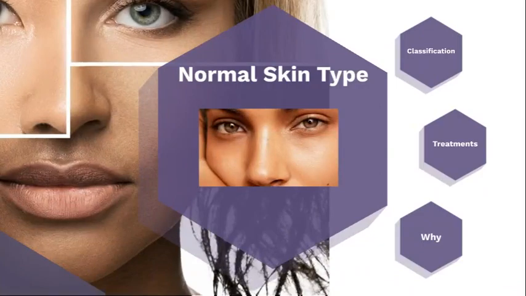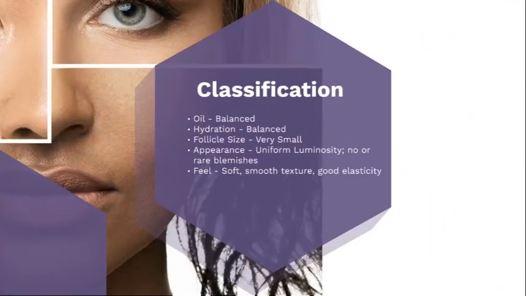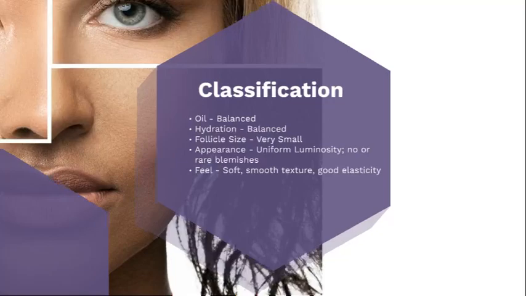Your normal skin type is going to be classified with a balance of oil. It's going to be a balanced hydration. The follicle size is going to be small. The appearance is going to be uniform, it's going to be luminous. There's going to be none or very rare blemishes. It's going to feel soft. It's going to have a smooth texture and good elasticity.